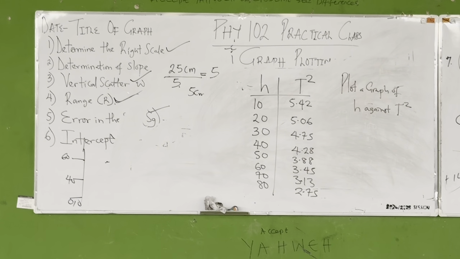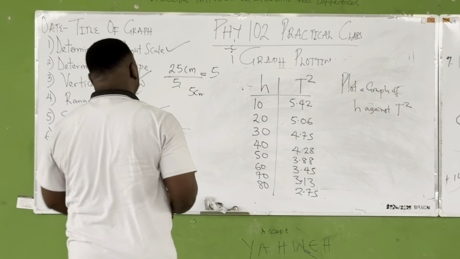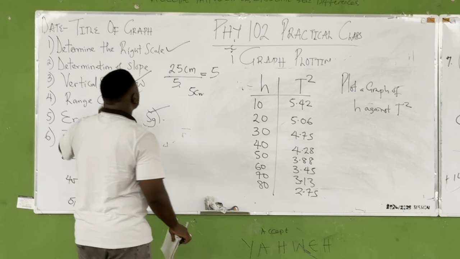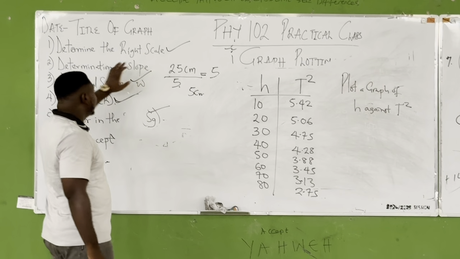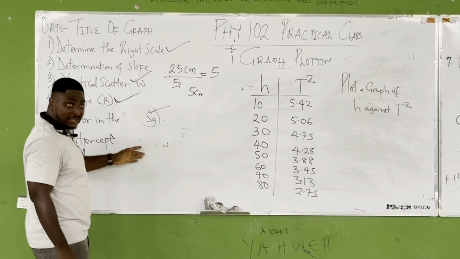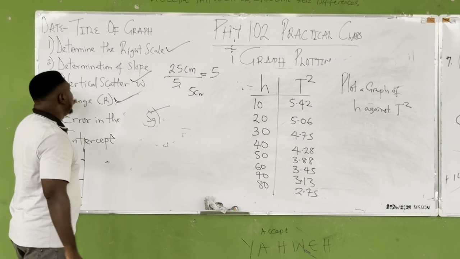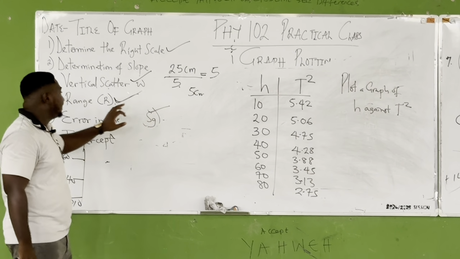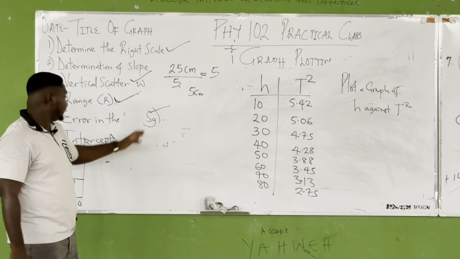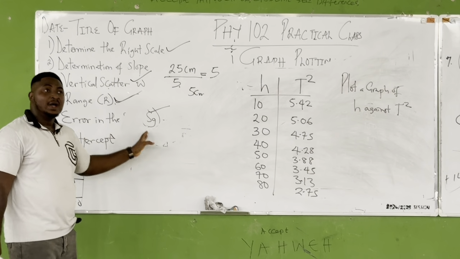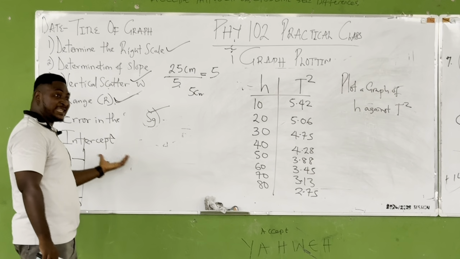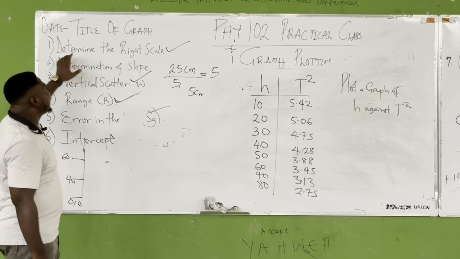Plot a graph of H against T square. After plotting the graph, determine the slope. Determine the right scale, first of all. I want to see your scale. Everything we have been doing, you practice. Determine the slope. Give me your vertical scatter, your range, error in the slope. And is there an intercept on the x and the y axis? Let me know. So determine your right scale.